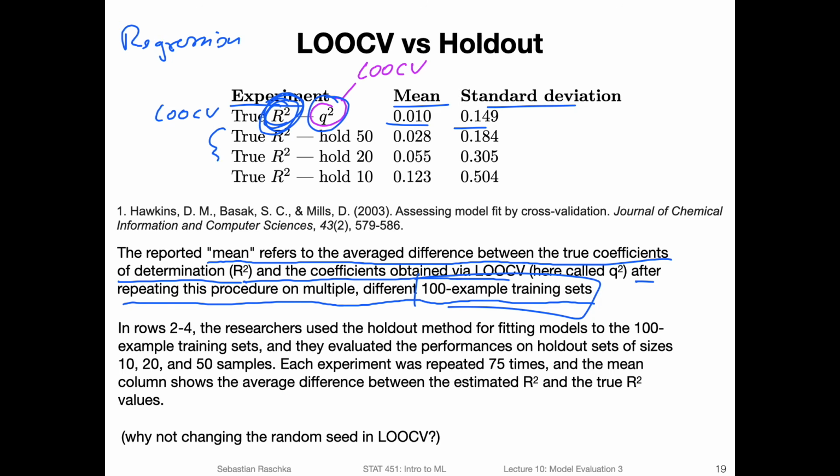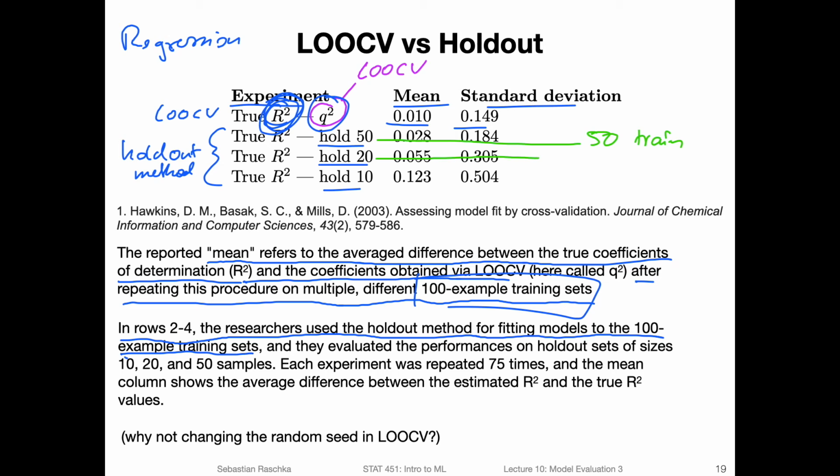Now, these other cases are for the holdout method. They are holding out either 50 data points, 20 or 10 from the training set. So in rows 2 and 5, the researchers used the holdout method for fitting models to the 100 example training sets. Here, in this case, they only have 50 training examples. Here they have 80 training examples. And here they have 90 training examples.